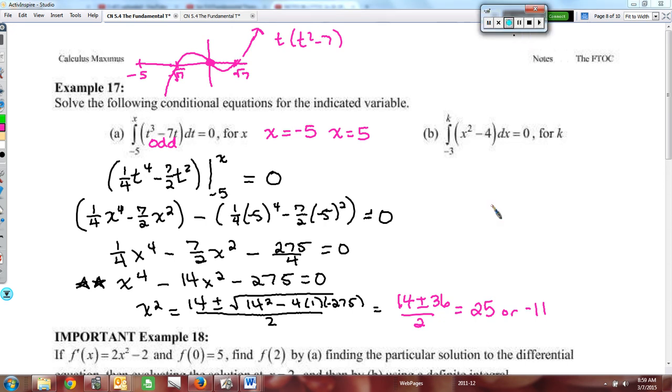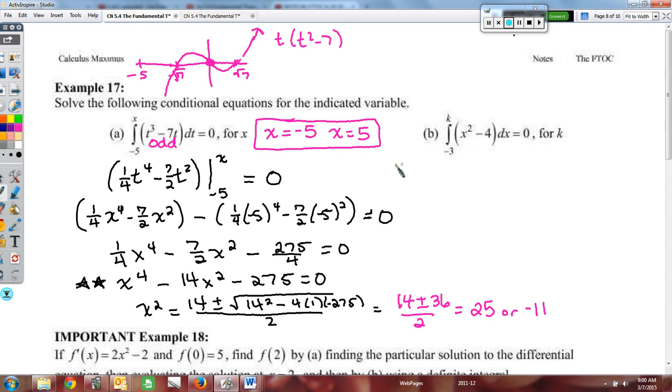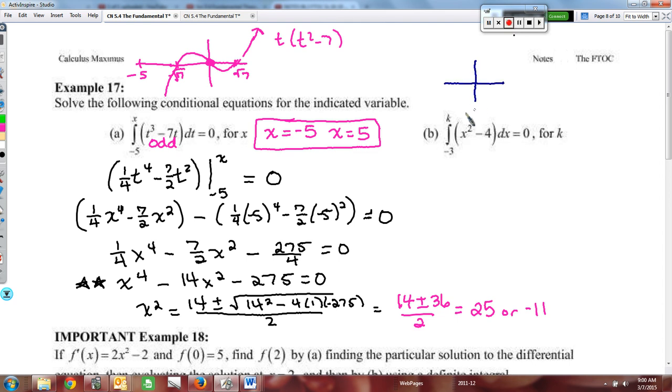All right, so now let's take a look at our second part over here, our idea of what we're trying to do on this one. So on this one, as we are accumulating our area from -3 to k, we're on a parabola this time. So maybe let's start with a sketch and we'll get the intuitive answer first. So we have our x squared minus 4, right? We have down here at -4, we're going to cross here at 2 and -2.